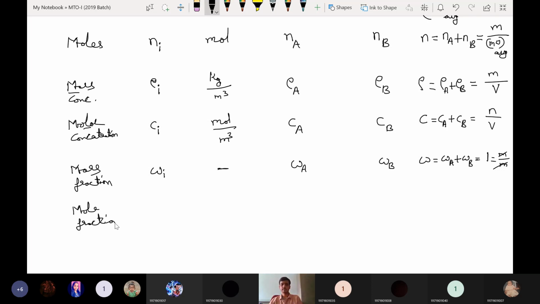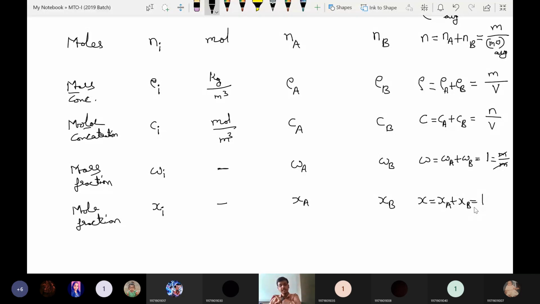So mole fraction from the CPP, we denote it with small x subscript small i. Then the mole fraction will not have any units. For component A, it is small x subscript capital A, and for component B, it is small x subscript capital B. Then the total mole fraction is x equal to xA plus xB, which is always equal to 1.